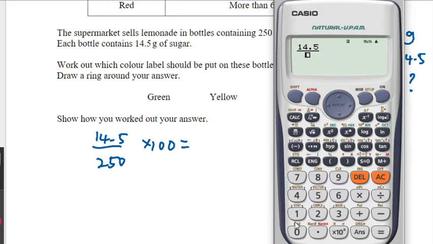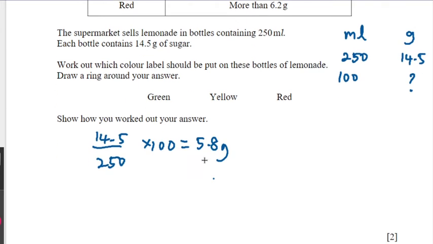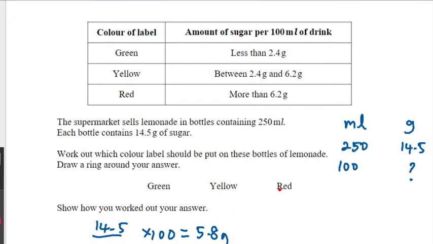14.5 over 250 and then times 100. What you get is 29.5, which is 5.8 grams. So here it equals 5.8 grams. And then from here you can see this 5.8 grams, if 100 milliliters is 5.8 grams, which means this 5.8 grams is between this one, isn't it? 2.4 and 6.2. Therefore, the color label should be in yellow color. Okay? Then here you draw yellow. I mean circle yellow. Got it?